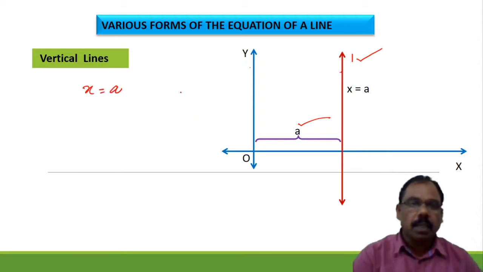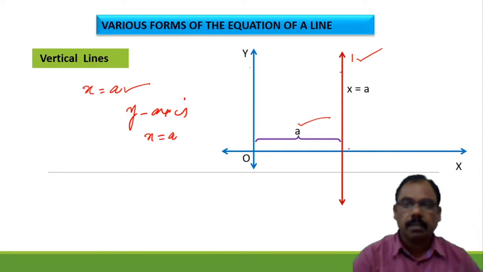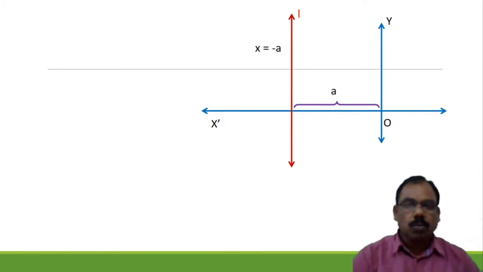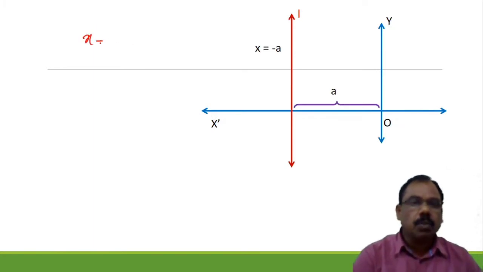That means x equal to a is a straight line which is parallel to y-axis and passing through the point a of x-axis. If a is positive, then the line lies to the right of y-axis. So we studied that x equal to a is a line that is parallel to y-axis, a vertical line.